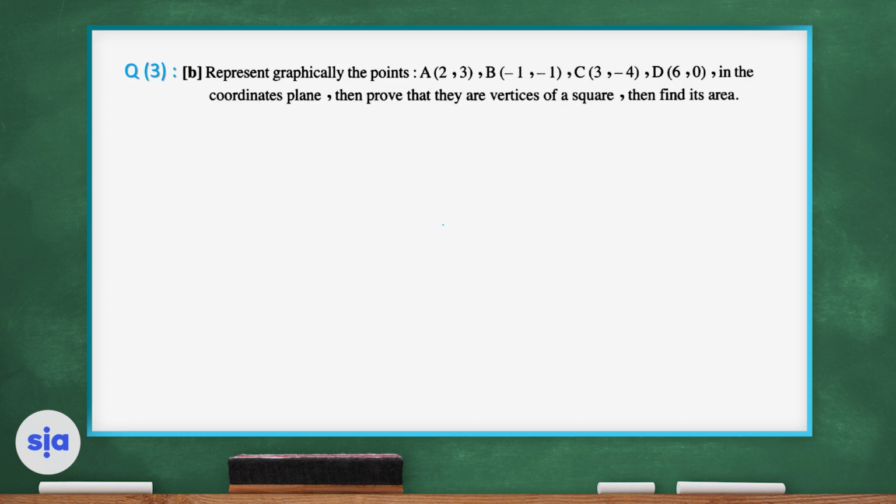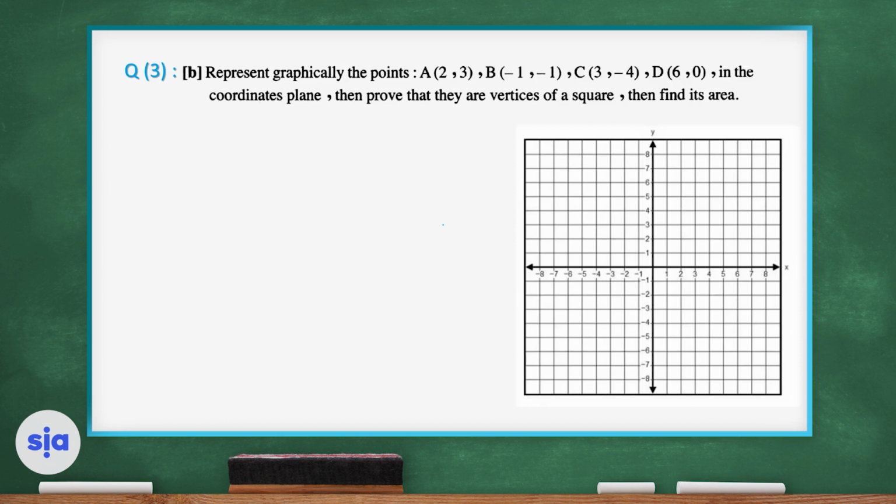Let's now start by plotting the points on the graph. Here's the graph. Here's point A, point B, point C, and point D. The question wants us first to prove that they are vertices of a square. Let's now find the length of AB.